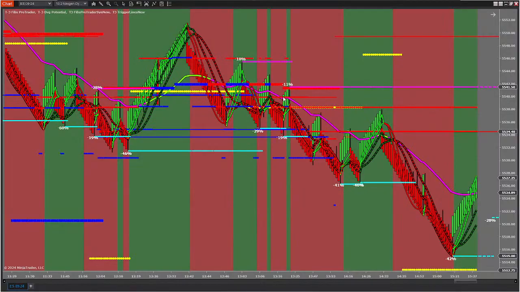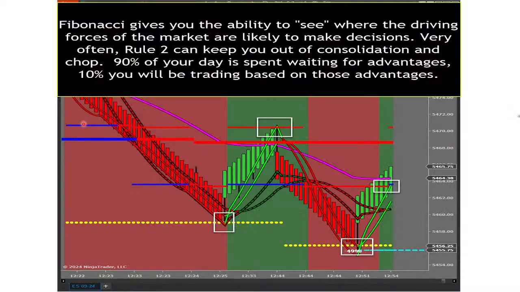But rule number 2 will define ranges. And rule number 2 will keep you from trading into these key areas. So rule number 2, guys, it's awesome. And it's the most broken rule out there.